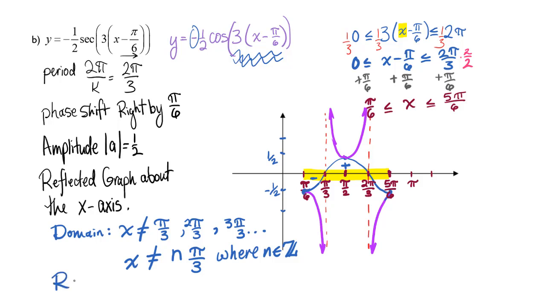And the range is negative infinity to negative 1/2 union 1/2 to infinity. And notice I put brackets on the 1/2 and negative 1/2 because we include those max and mins.